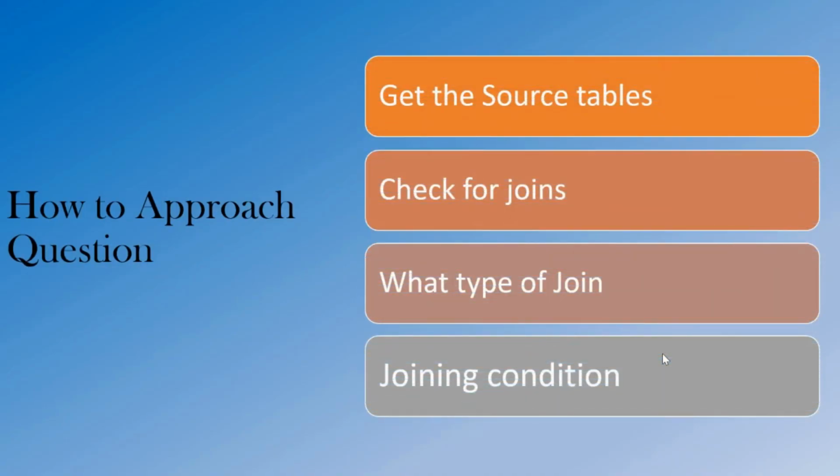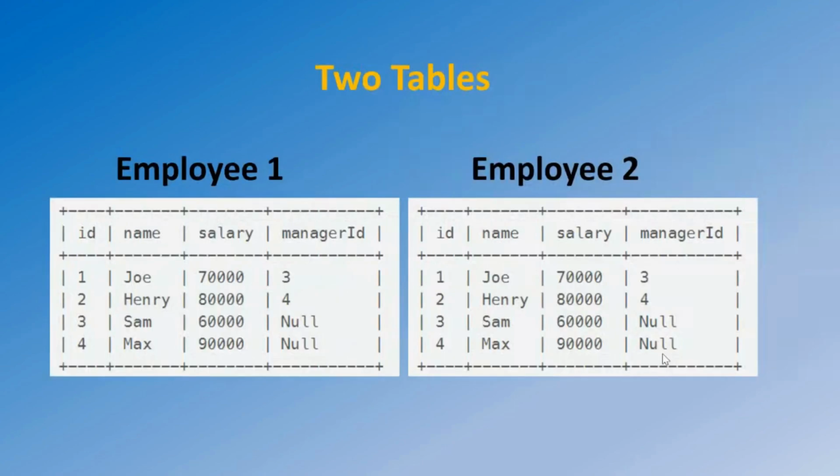To approach this question, first of all, you have to figure out how many source tables there are, what type of joining you will need, and on what condition you will need to join. If you see, there was only one table, which was the employee table. So the source is the employee table itself. But you have to compare the employee table with itself.